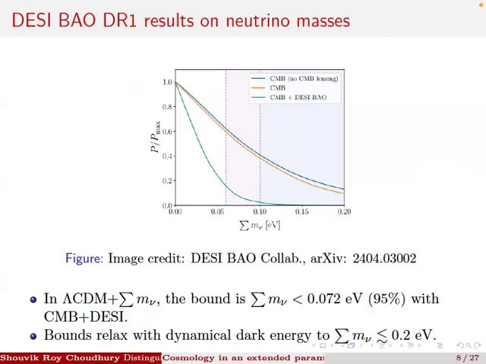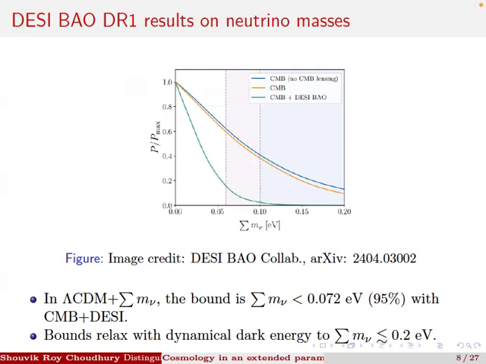So people have written papers on this, and this is one particular concern regarding the current situation in the lambda CDM model. Shobhit, as you said, it's pretty relaxed when we use the dynamical dark energy, because now it's less than 0.2 eV compared to the bound which is 0.072 eV, right? Yes. So what was the reason that the bound got relaxed by such an amount? It's just because of more parametric degeneracies with w0, wa.